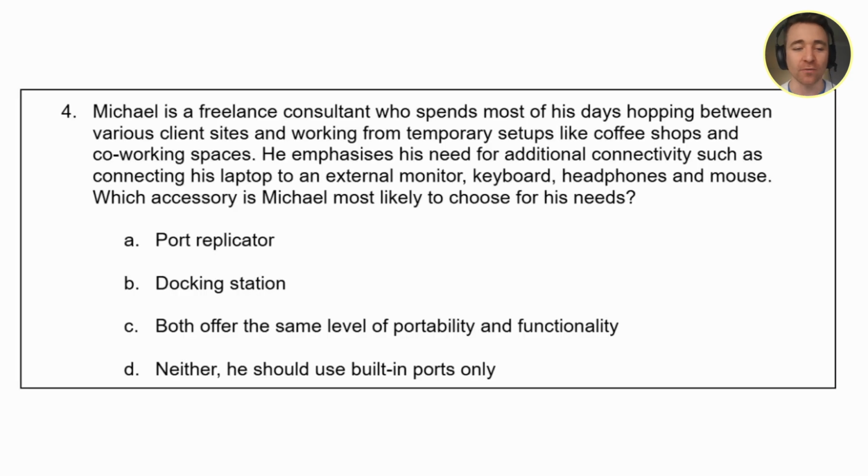Alrighty, let's do it. Your first question from exam objective 1 reads, Michael is a freelance consultant who spends most of his days hopping between various client sites and working from temporary setups such as coffee shops and co-working spaces. He emphasizes his need for additional connectivity such as connecting his laptop to an external monitor, keyboard, headphones, and mouse. Which accessory is Michael most likely to choose for his needs? A. Port replicator. B. Docking station. C. They both offer the same level of portability and functionality. Or D. Neither. He should use built-in ports only.